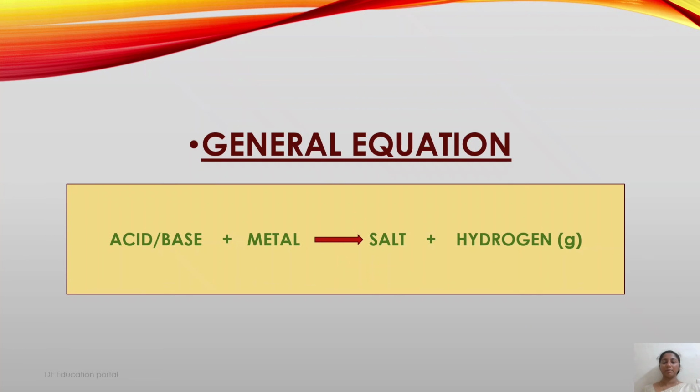In this class we have discussed the reaction of metal with acid and base. When we compare the products of each reaction, we can say that the products are common: salt and hydrogen. So in general, when an acid or base reacts with a metal, we get salt and hydrogen. The salt contains ions, cations and anions. In the next class, we will learn about the other reactions of acids and bases.